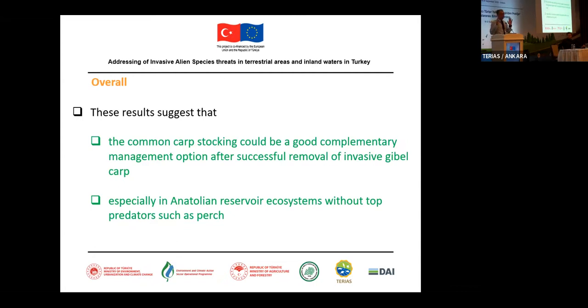So we already embraced the idea that we can't eradicate these fish species, but we can control them. This is the way, as a practice in our project, that we did some removal as a pilot test, and it worked. But when we do that, if there is no other option other than common carp, then maybe common carp is a good compensator of gibel carp. When we remove the gibel carp from the environment, then we can fill it up with common carp.